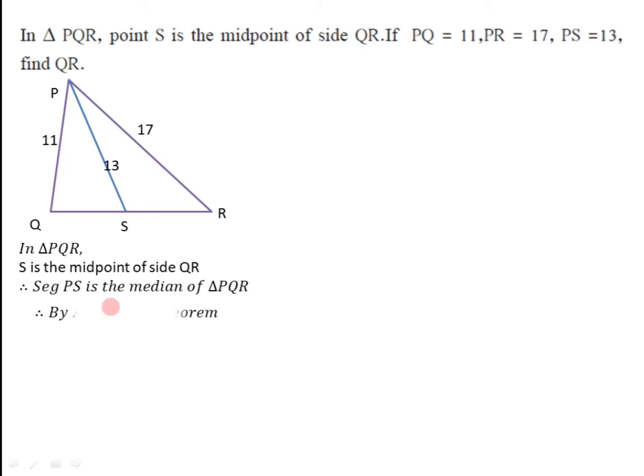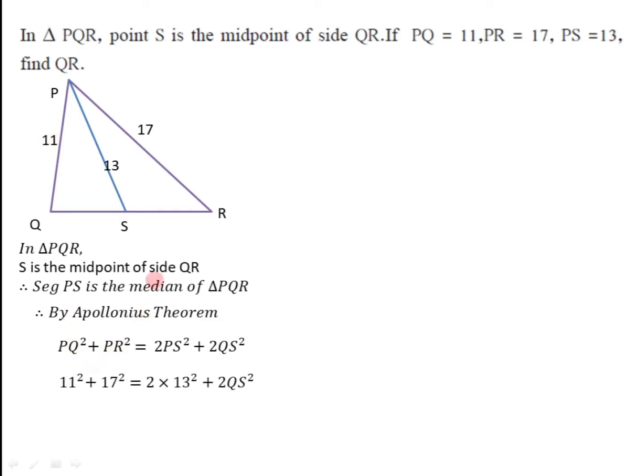So by Apollonius theorem we have, in triangle PQR, PQ square plus PR square is equal to 2 times the median square, that is 2 into PS square plus 2 times QS square. Now here we have to replace the values. PQ is 11, that's 11 square, plus PR is 17, that's 17 square, is equal to 2 into PS square, that is 2 into 13 square, plus 2 QS square as it is, because QS is not given, we have to find QS.